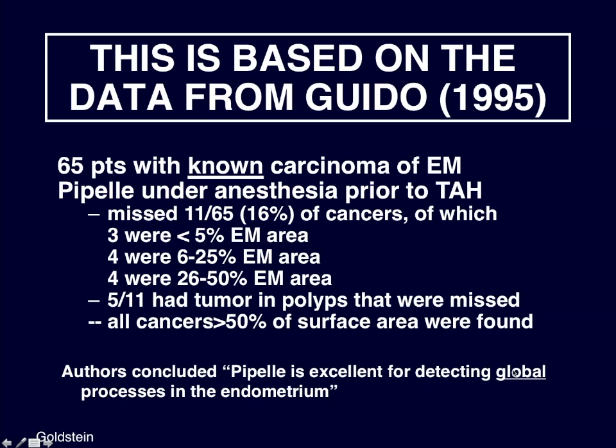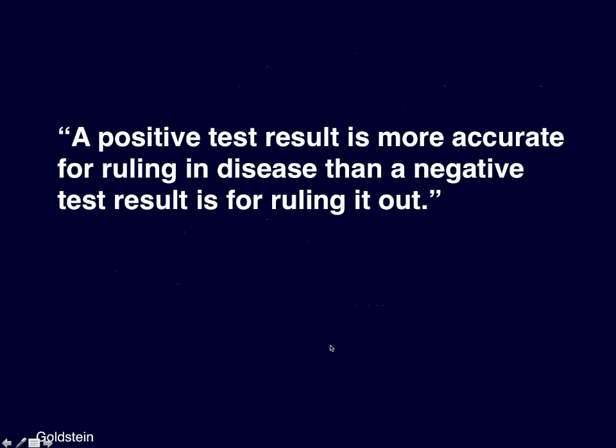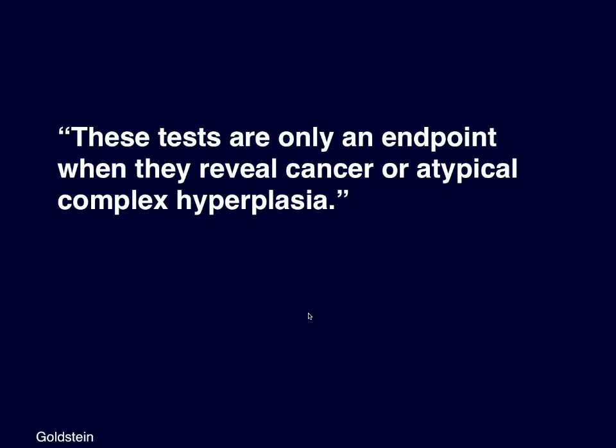Pipelle is excellent for detecting global processes in the endometrium. The ACOG bulletin goes on to say that a positive test result is more accurate for ruling in disease than a negative test result is for ruling it out. These tests are only an endpoint when they reveal cancer or atypical complex hyperplasia. Let me repeat that. That is a sea change. These tests are only an endpoint when they reveal cancer or atypical complex hyperplasia.